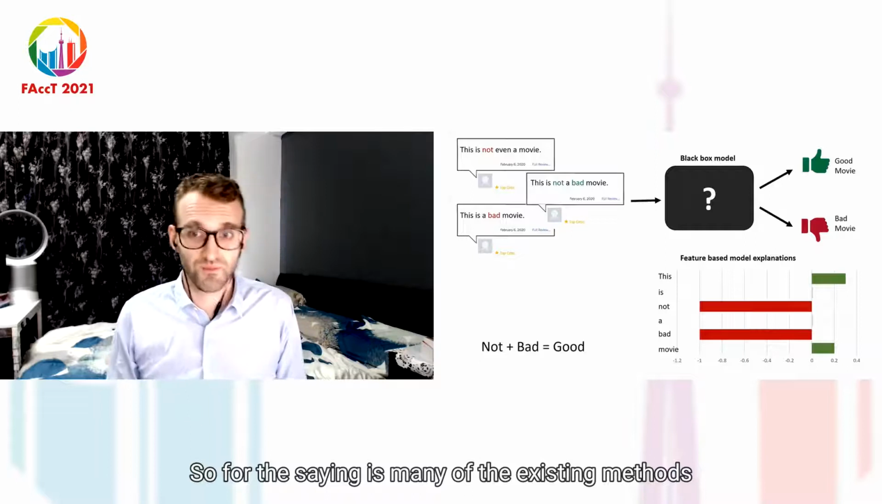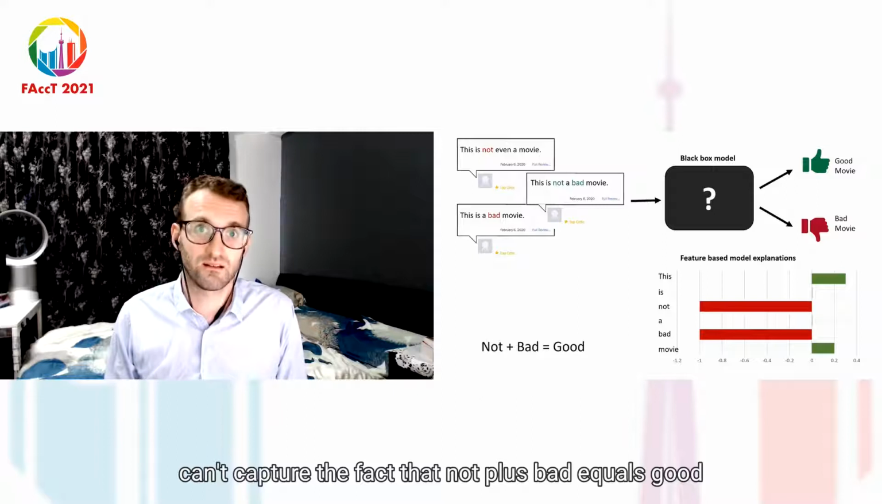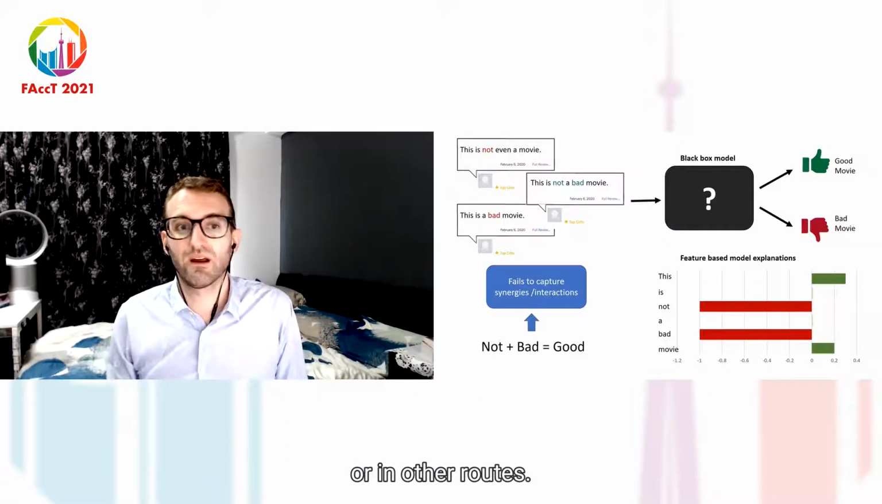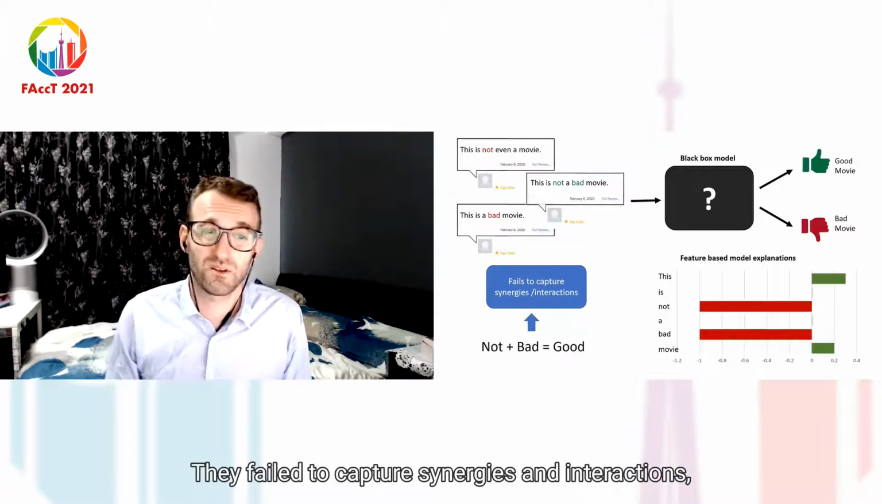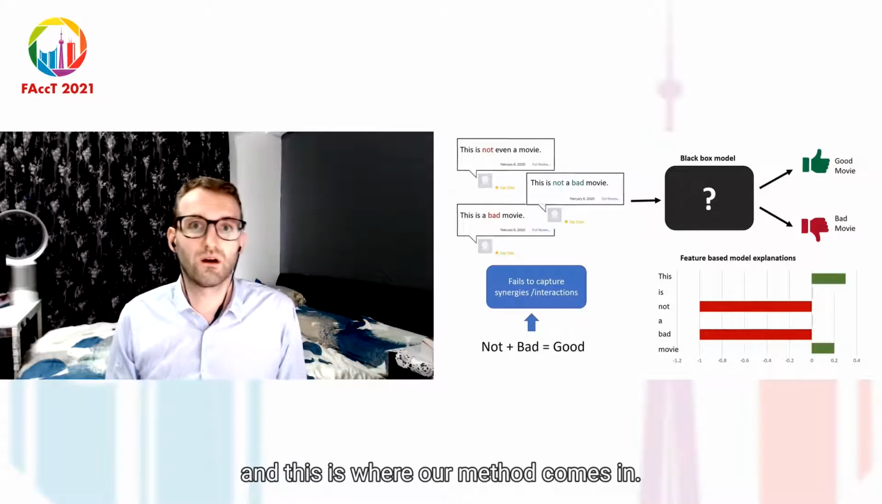So what we are saying is many of the existing methods can't capture the fact that not plus bad equals good, or in other words, they fail to capture synergies and interactions. And this is where our method comes in.